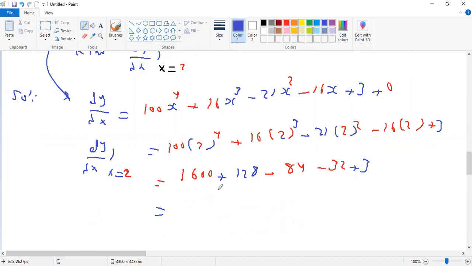What is the answer? The answer is 1,600 plus 128 minus 84 and minus 32 and plus 3, which equals 1,615. Okay, let us check again. We have 1,600 and plus 128 minus 84 and minus 32 and plus 3 is just 1,615. The final answer.